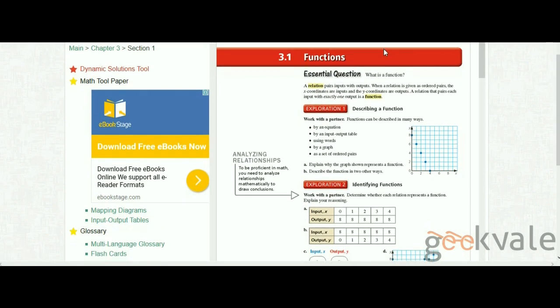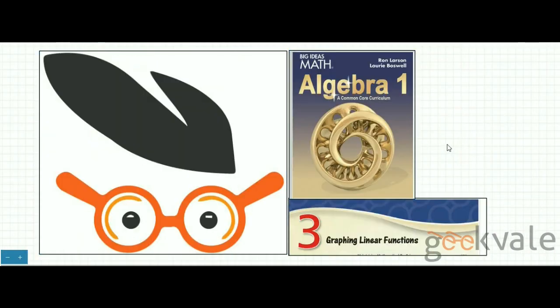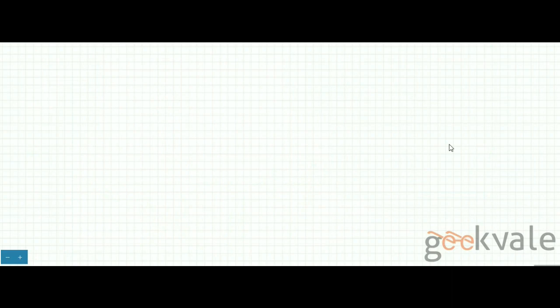Okay, the first thing that we see is the definition of function. Very simple definition he has used over here is a relation that pairs inputs with outputs. Simple and easy way to define a function. Just one relation that pairs inputs with outputs. For example, if I have, say, y equals x plus 1.